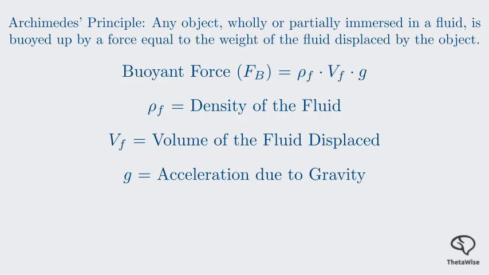The volume of the fluid displaced, V_f, is equal to the volume of the object that is submerged. If the object is fully submerged, V_f is the object's total volume. If it's floating, V_f is just the volume of the part that's underwater. An object floats if the buoyant force is greater than or equal to its weight. It sinks if its weight is greater than the maximum possible buoyant force.